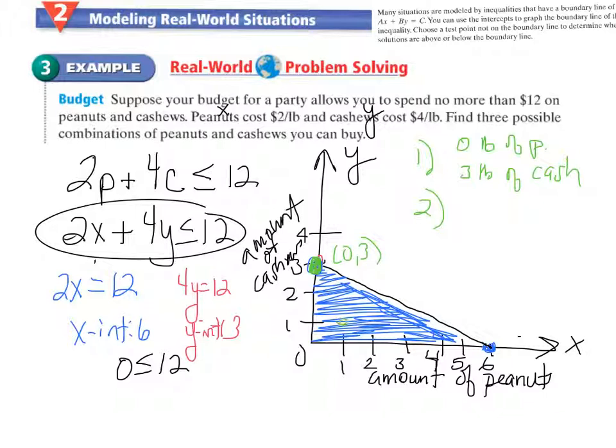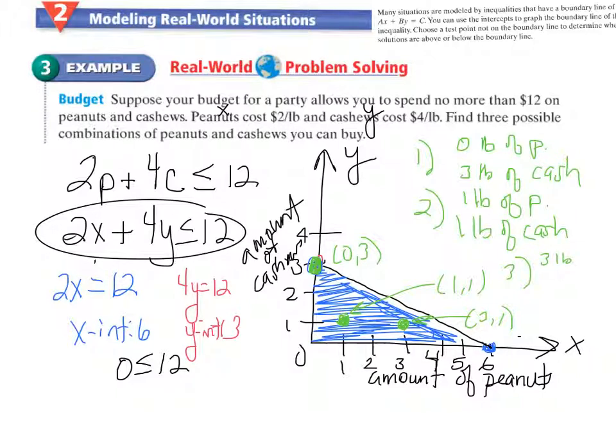Example number 2. I'm going to pick this. Here's a point right here. 1, 1. 1 pound of peanuts, 1 pound of cashews. And the third one, I could pick this. 3, 1. I could say 3 pounds of peanuts and 1 pound of cashews. There's a numerous amount of answers you could have here, but anything that's on the line or below would be a solution.